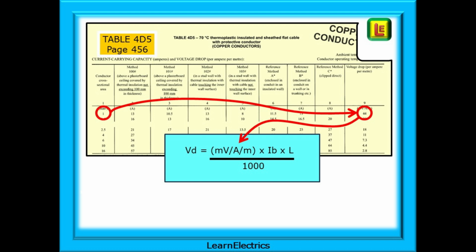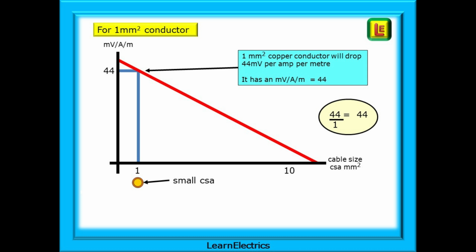More amps, more volts drop. Longer lengths, more volts drop. If we put the cable sizes and the millivolt numbers into a simple graph, we get something like this. If we find 1mm conductor on the bottom, the horizontal axis, and make a line vertically straight up to the red line, we find that they will intercept at a value of 44 millivolts per amp per meter, as shown on the left. This is easy because 44 divided by 1 is still 44, but that's our answer so far.